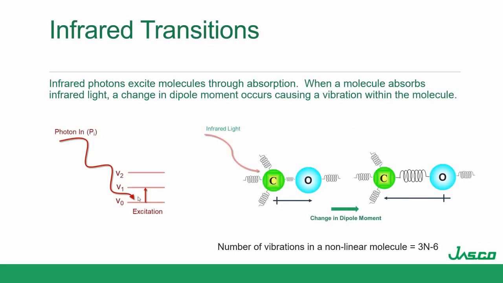the infrared excites a ground state into a vibrational excited state. It does this by changing the dipole moment, or when it does this, it changes the dipole moment, which causes a bond to either relax or contract. And that's where you get the vibrations. The number of vibrations in a nonlinear molecule is 3 times the number of atoms minus 6. So you can imagine the more complex a molecule is, the more complex its spectra is going to be.